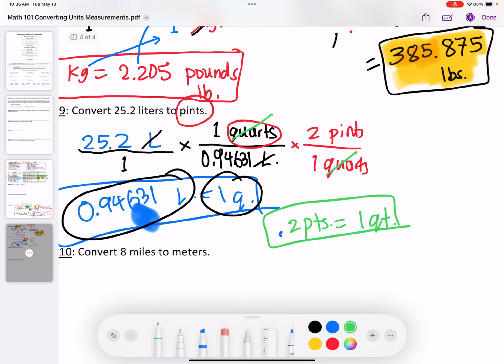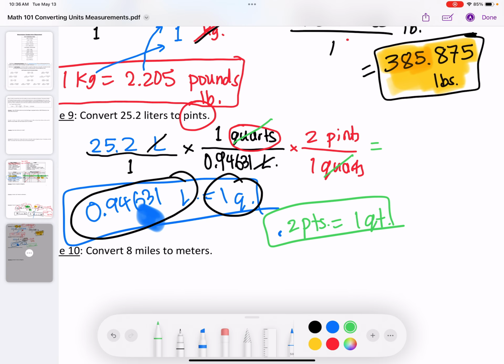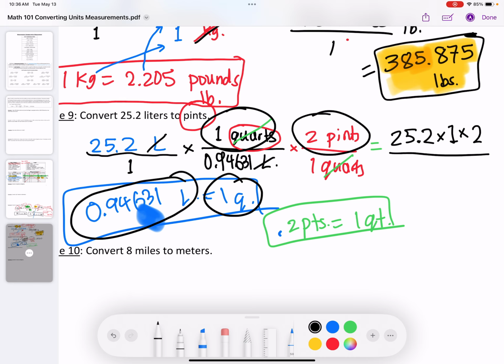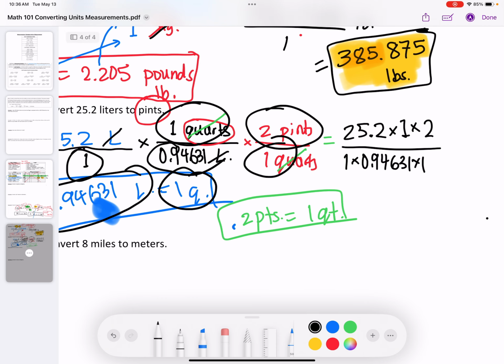I'm gonna multiply across. Write this down. Feel free to just multiply and write the answer down. You don't have to write this like I'm doing. 25.2 times 1 here, and feel free to skip the 1. It's not gonna contribute. And then times 2 over, now what's in the denominator? 1 multiplied by that terrible fraction, 0.94631, multiplied by this one. And that's all, the only unit left. Everything's canceled except pints, so that's a good sign. Now it's just the math I have to do.